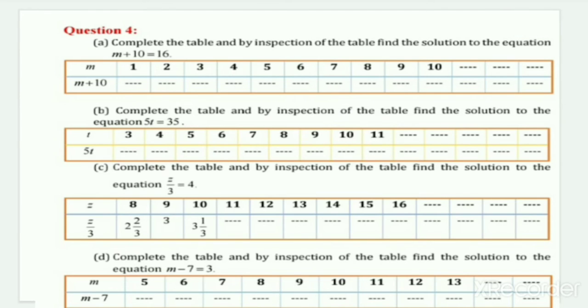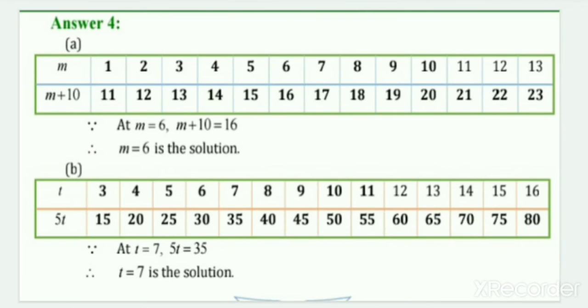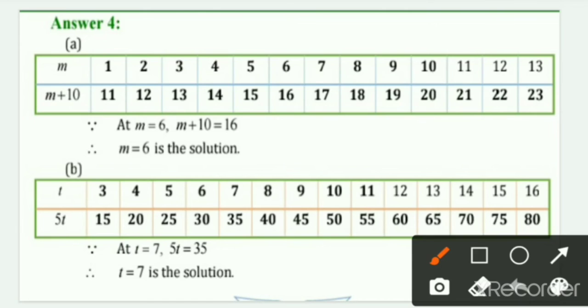Moving to question number 4, we have to complete the table and by inspection of the table find the solution of the equation. Like we have m plus 10 is equal to 16, right? So we have to put m as given to us in the series and we have to add m plus 10. It means if m is 1, add plus 10 to it. So 1 plus 10 is 11, right?